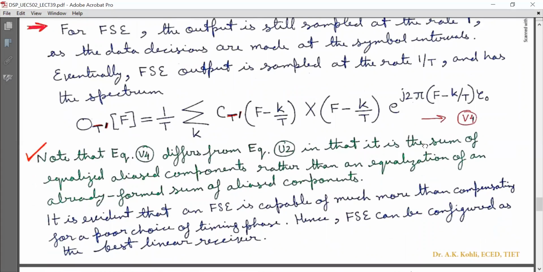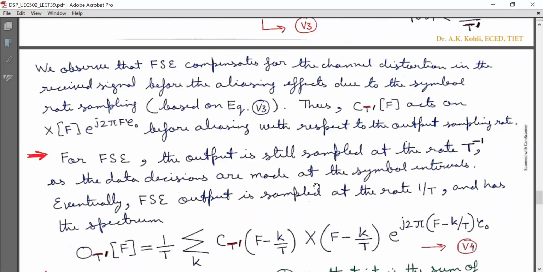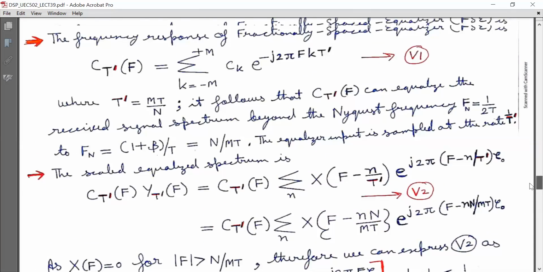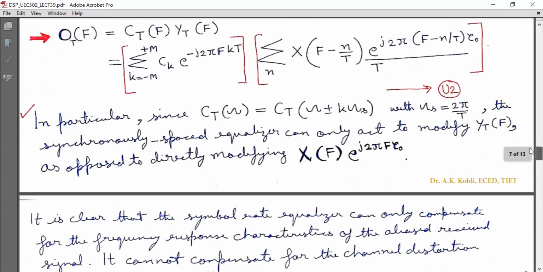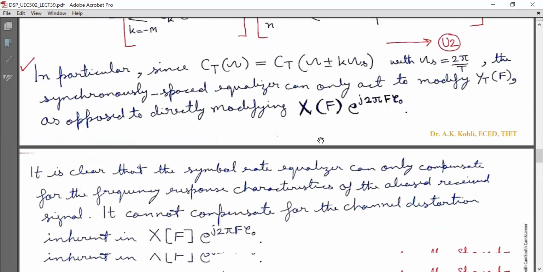Note that equation V4 differs from equation U2 in that it is the sum of equalized aliased components rather than an equalization of an already formed sum of aliased components. We will have a look at U2. Now look at U2. Here CTF is acting on YTF, the sum of aliased components.